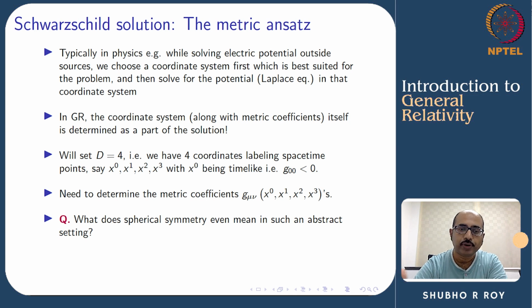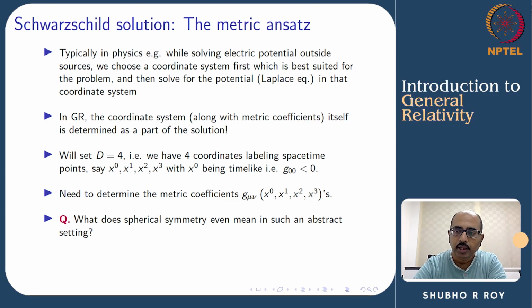So the first question is, what does spherical symmetry even mean in such an abstract setting? It's not that I can choose a spherical polar coordinate system, because the coordinate system is to be determined as a part of the solution itself. So in such an abstract setting, what does spherical symmetry even mean?